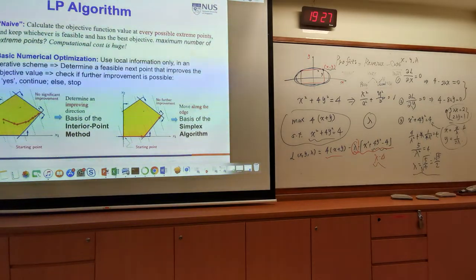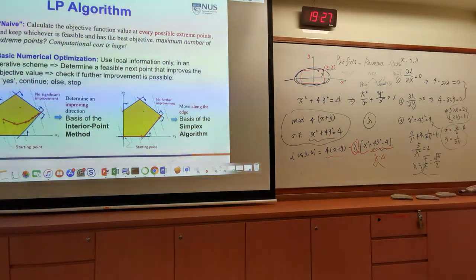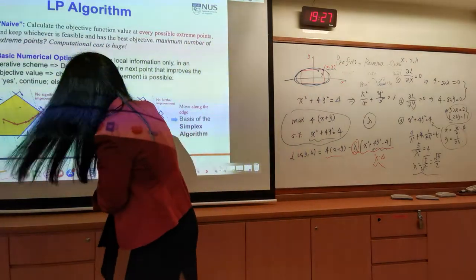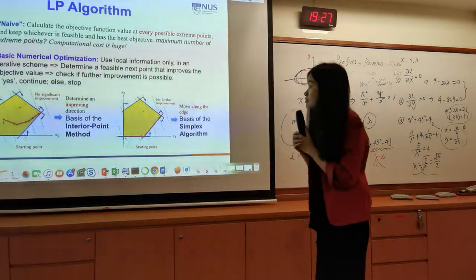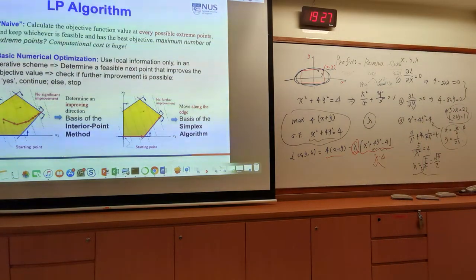For a simple problem, it's okay, but you can even draw a line and find the proper point. But for algorithms, we will use a lot of numeric optimization to search for the optimal solution. So those two figures plotted here are the two methods most commonly used. It's also an iterative search method.